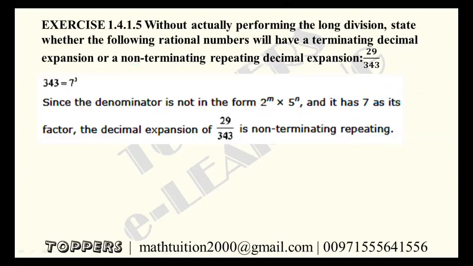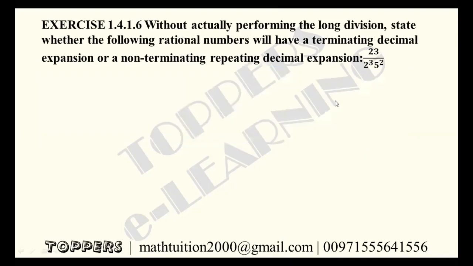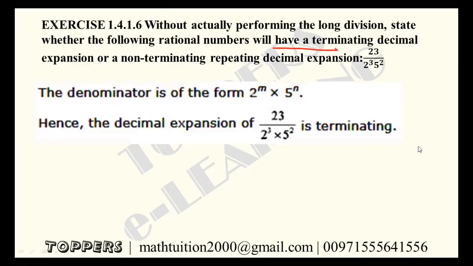Okay, so let us go for the sixth question. 23 divided by 2 raised to 3 into 5 raised to 2. So directly it is given in the form of 2 raised to m into 5 raised to n. So it will have a terminating decimal expansion. Nothing to do, right? Already they have given the denominator in that form, so we can say the decimal expansion is terminating.